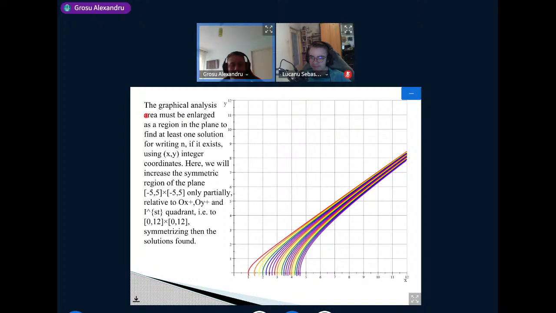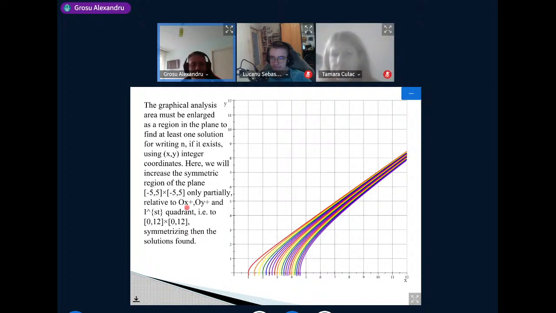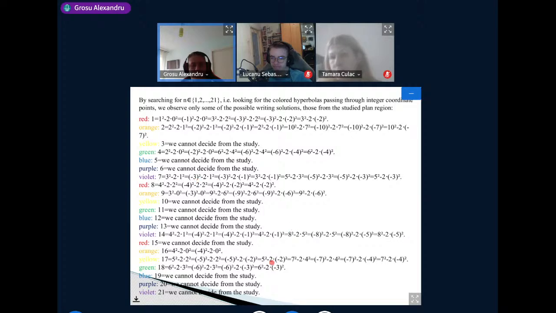Also, the graphical analysis area must be enlarged as a region in the plane to find at least one solution for the writing of n, if it exists, using x and y integer coordinates. Here we increase the symmetric region of the plane, minus 5 to 5, minus 5 to 5, only partially relative to 0x, 0y, and the first quadrant. It has 0 to 12, 0 to 12, symmetrizing then the solution found. And here are the values we found.